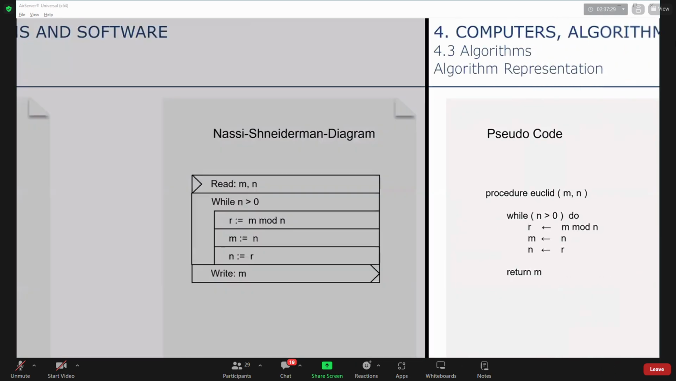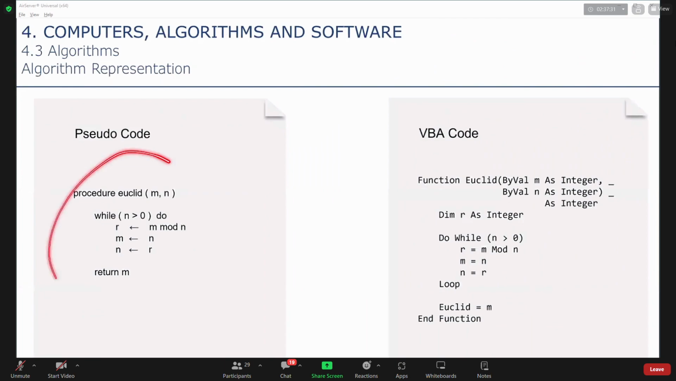In the next step, you can write that with some pseudocode. So the name of the procedure is Euclid. The parameters, so the interface of your procedure, are m and n. And then the content of your procedure is: while n is larger than 0 do, r becomes m mod n, m becomes n, and n becomes r. And if you are not in the loop anymore, then you are returning m.